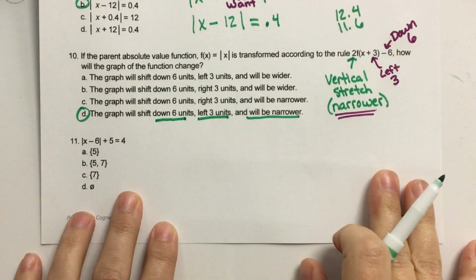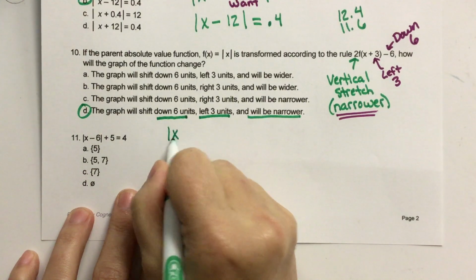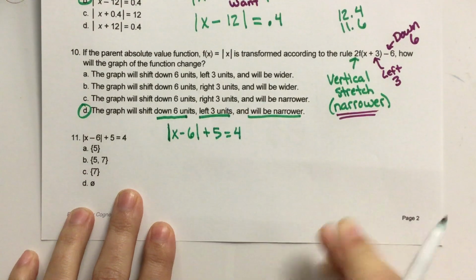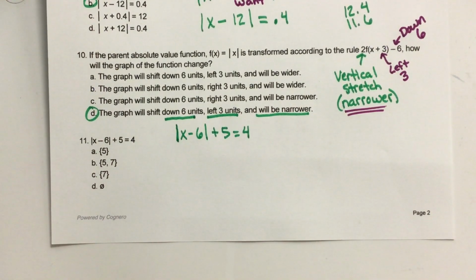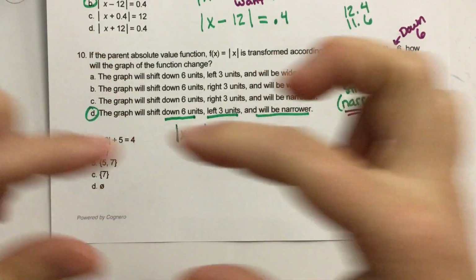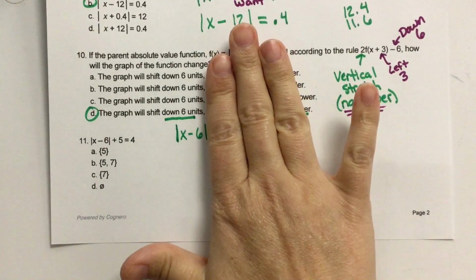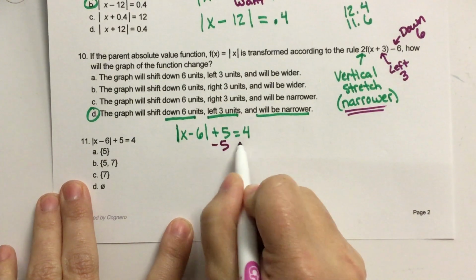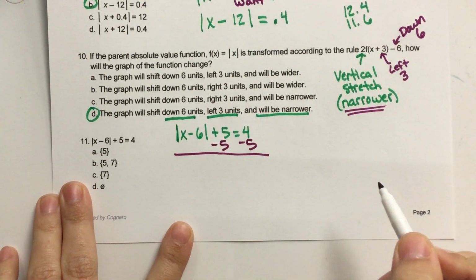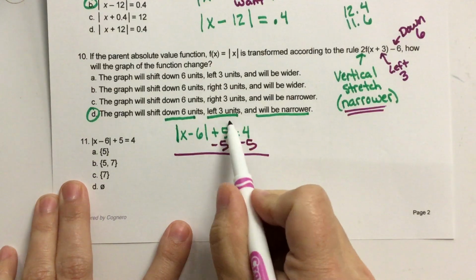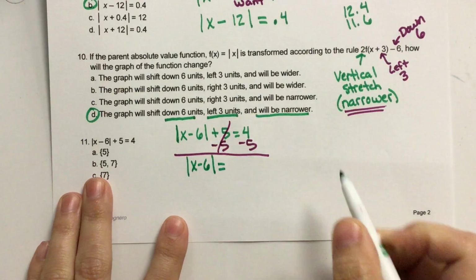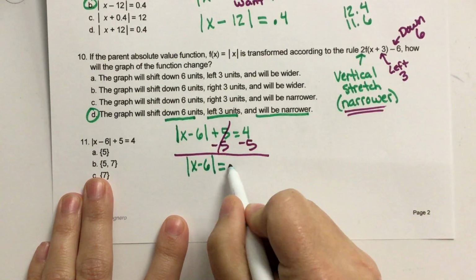Okay, let's look at number 11. All right, so I'm going to write the equation over here so I have some room to work. Okay, I'm back to an absolute value equation. So I know I'm going to have two equations, but I can't write them until the absolute value bars are by themselves. So to get rid of addition of 5, I subtract it. So 5 minus 5 is 0. Your absolute value of x minus 6 comes down. And then 4 minus 5 makes negative 1.